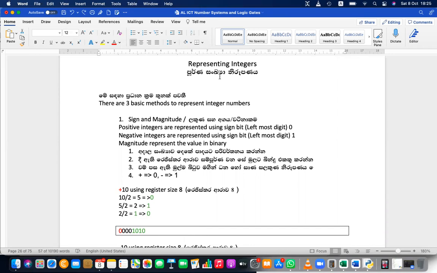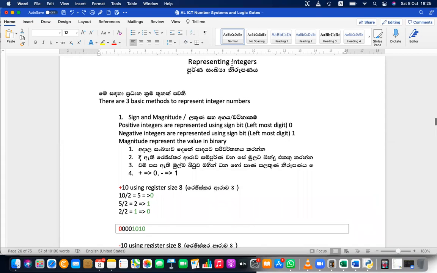So there are 3 ways to represent the numbers in computing. There are a few methods of representing the numbers. Please write down the heading, representing numbers. Actually, there are 3 basic methods. The first method is called sign and magnitude.